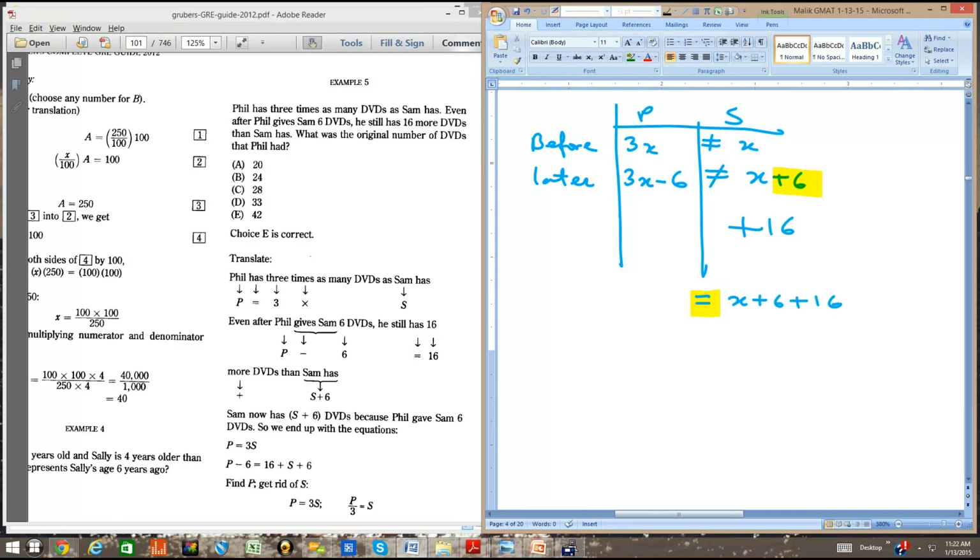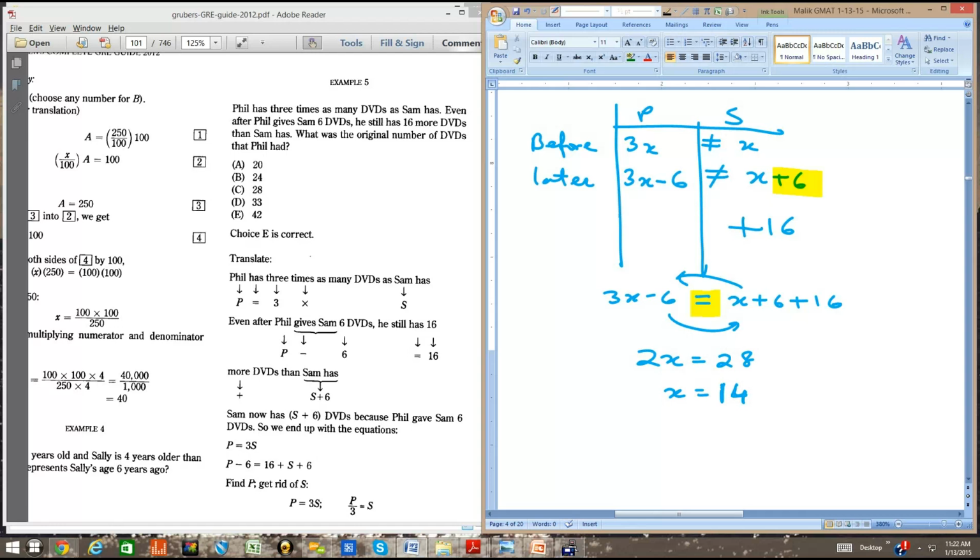3x minus 6. Okay, so now you bring the x to this side. I'm sure you remember this, right? 2x equals 28. So x equals 14.